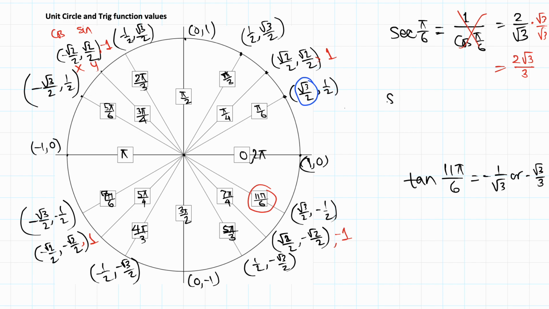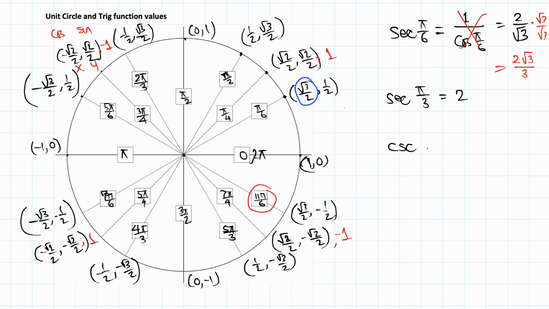And what is secant of, let's say, pi over 3? Secant is the reciprocal of cosine. Cosine pi over 3 is 1/2. And the reciprocal of 1/2 is 2 over 1, which is 2. And we can do this for other functions as well. Once we have this unit circle, we can do anything for these values.